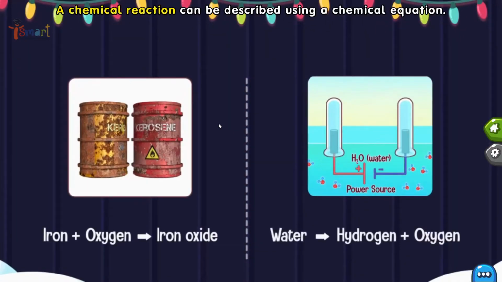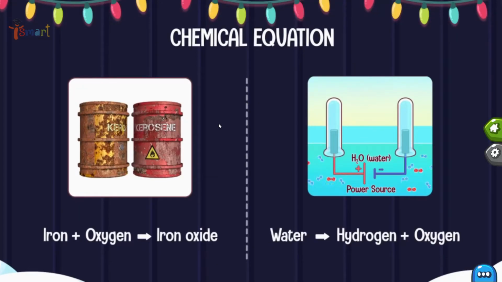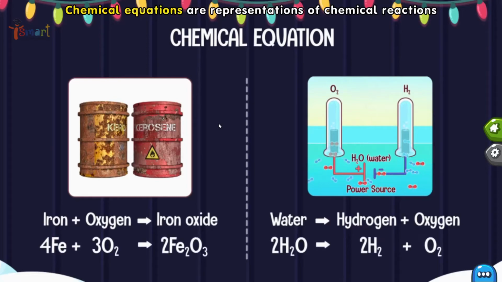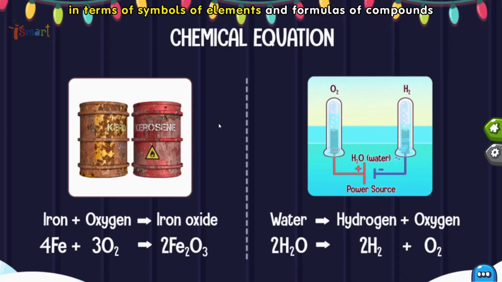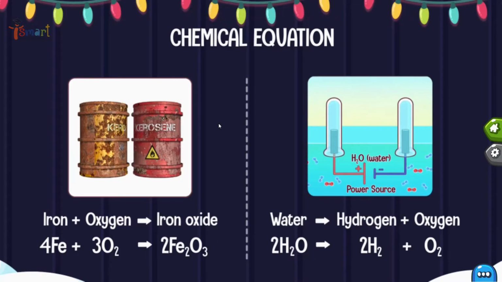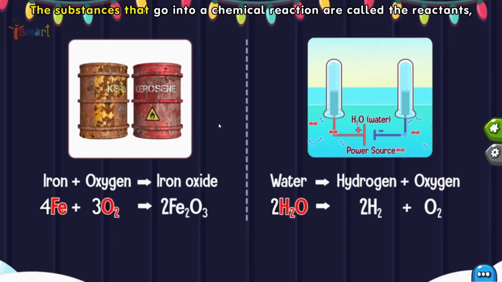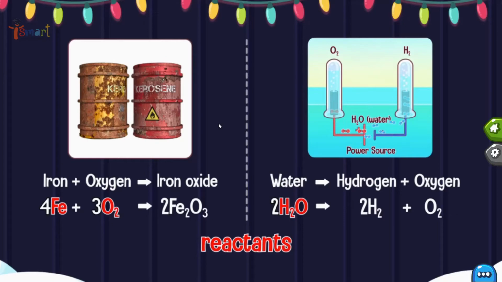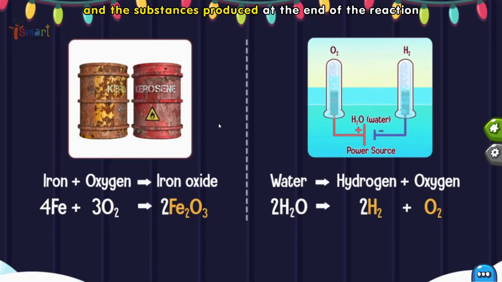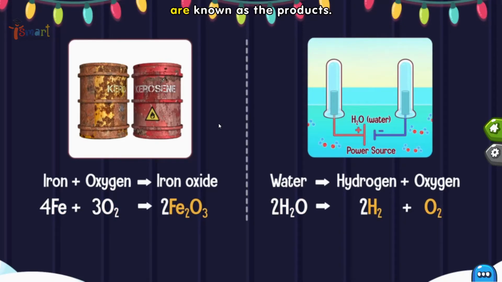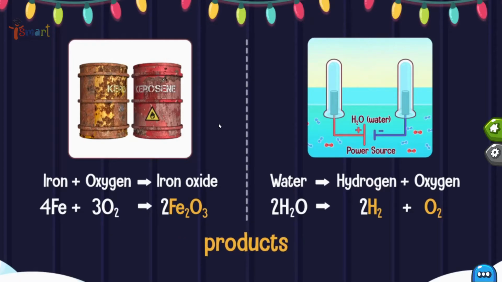A chemical reaction can be described using a chemical equation. Chemical equations are representations of chemical reactions in terms of symbols of elements and formulas of compounds involved in the reactions. The substances that go into a chemical reaction are called the reactants, and the substances produced at the end of the reaction are known as the products.